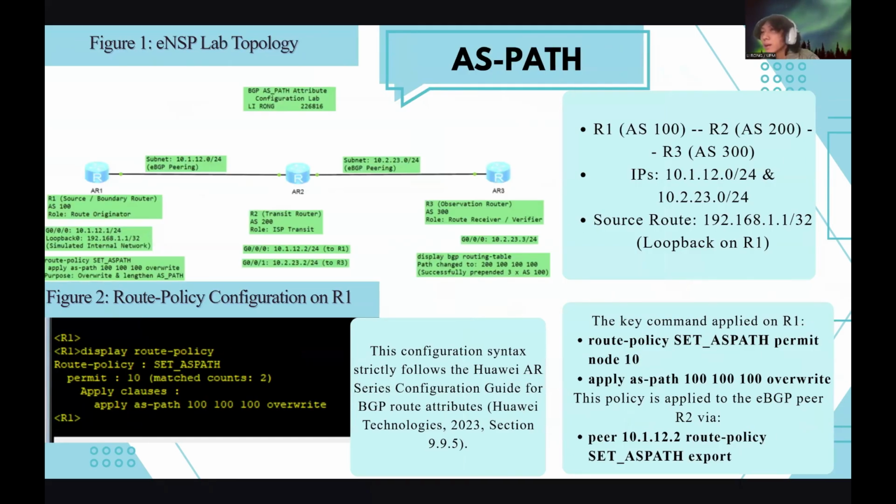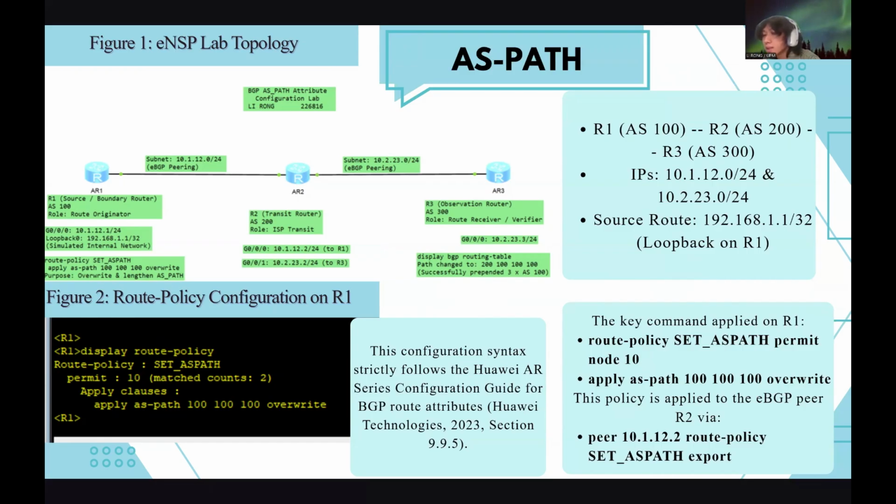Okay, now my topology is here. I use 3 Huawei routers, and R1 here on the left side has a loopback interface simulating the internal network. So to modify the AS path, I use the route policy on R1 following the Huawei configuration guide. Here is the critical command listed in the annotation here and also on the right side: apply as-path 100 100 100 overwrite.